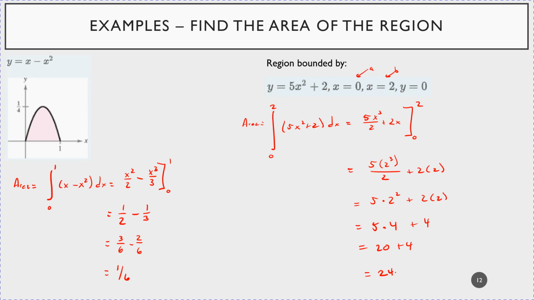All right, so we've worked through a lot of examples here, and I hope you have a good understanding, or are starting to have a good understanding, of the fundamental theorem of calculus and how to evaluate these definite integrals. And as always, if you have any questions, please let me know.